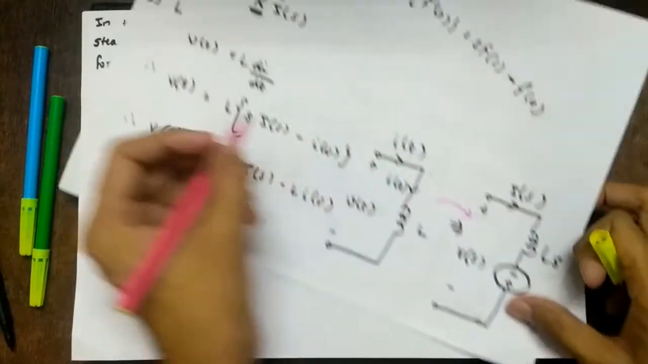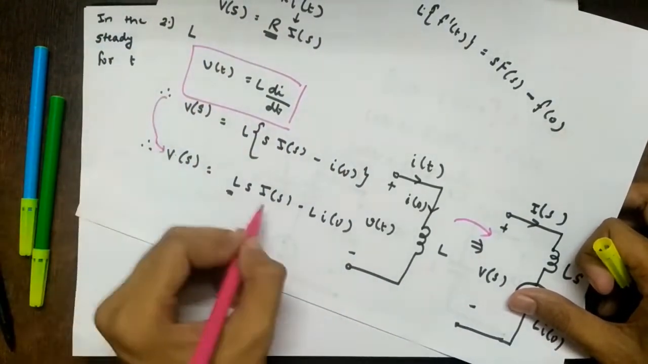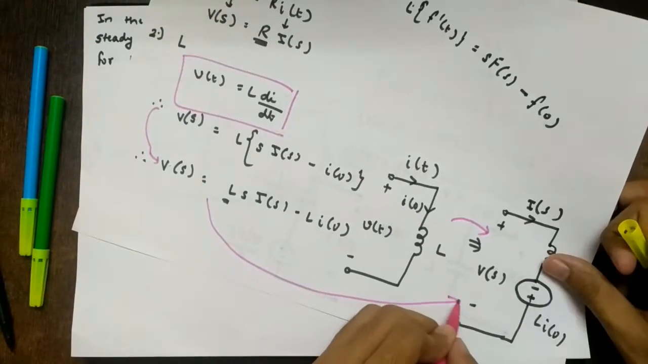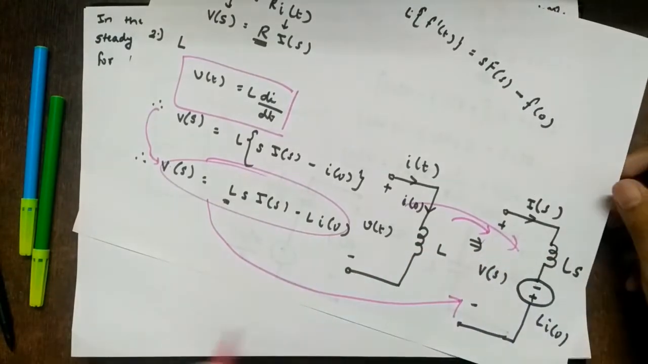So what you do? You know this equation, right? So solve it, find V of S. From this V of S, you draw this circuit such that this KVL is satisfied here. So you'll automatically get the circuit.